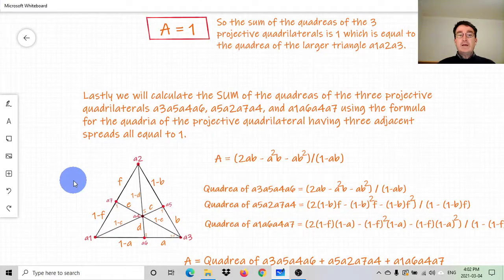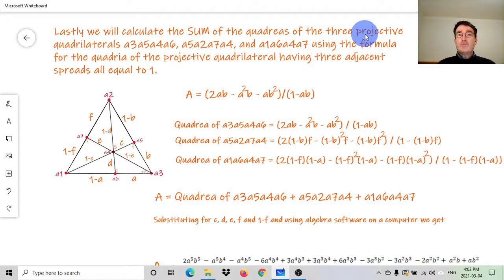And lastly, we will calculate the sum of the quadrias. We'll do the same thing, but we'll use the formula for when we have three adjacent spreads in a quadrilateral equal to 1. So we're going to add up the quadria of this quadrilateral, and this quadrilateral, and we're going to use the formula for when there are three spreads in the quadrilateral equal to 1, which is what we have here. So each of these quadrilaterals has three spreads equal to 1.